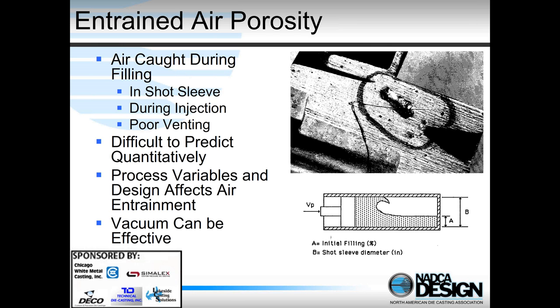Venting, as we talked about last week, is also very important. We need to make sure that it's adequate, both in terms of its size as well as in the correct location. In the extreme case, as we talked about, we can use vacuum to remove most of the air from the cavity before injecting the liquid metal.